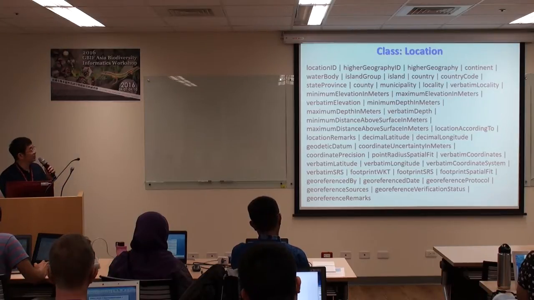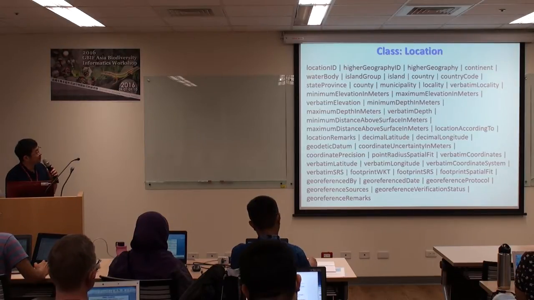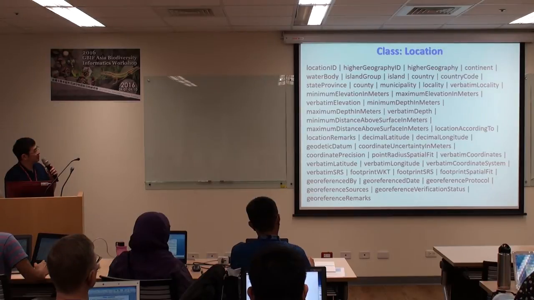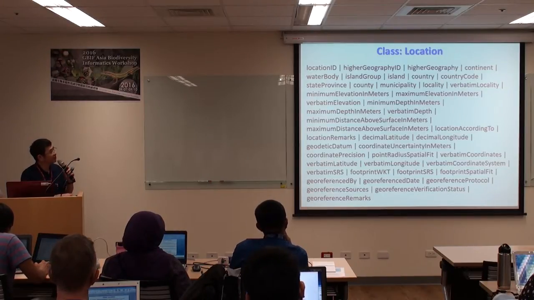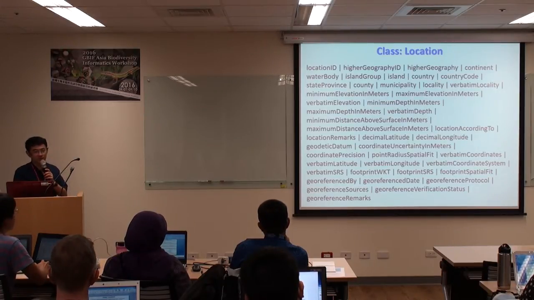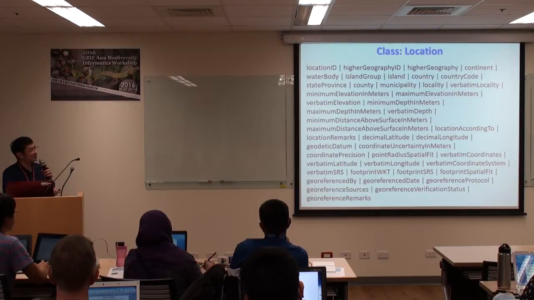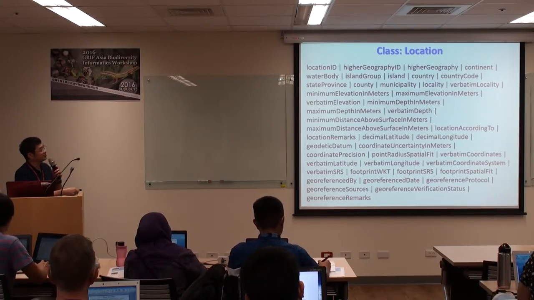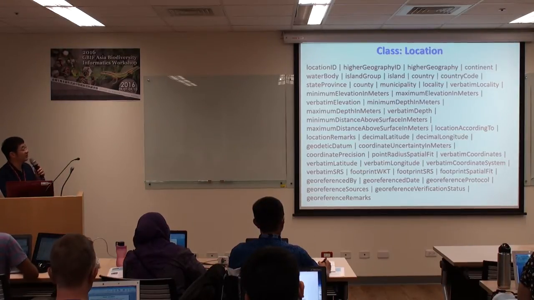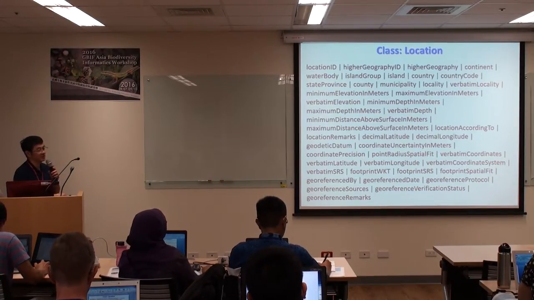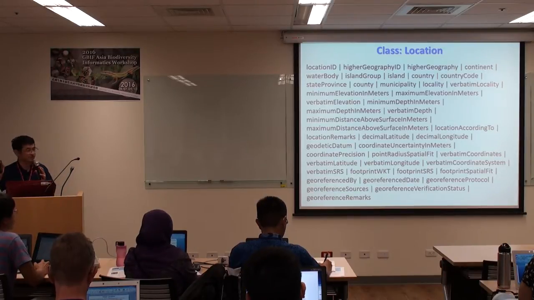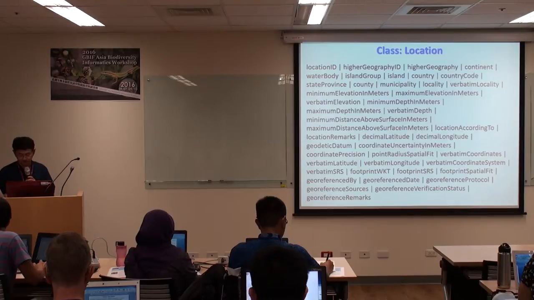And here, when we get to location, we have a number of elements to describe the locations, like island, country code, county and municipality, locality, and original locality. Sometimes Darwin Core terms are accompanied by the word verbatim. Verbatim means original. That means it was originally described here, but the locality may be changed later. So you can include both data, and if you have a range for the elevation, you can use the minimum or maximum. So you can also deal with values having a range.